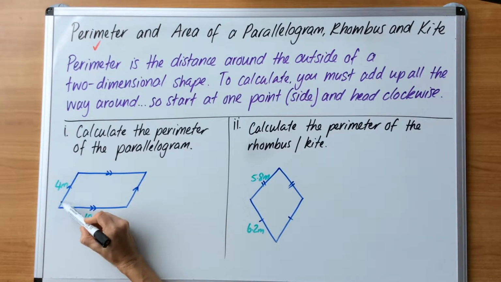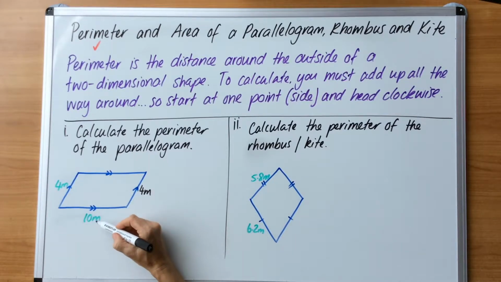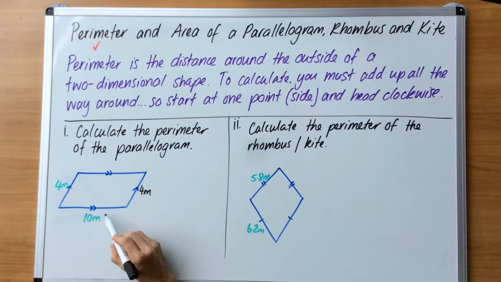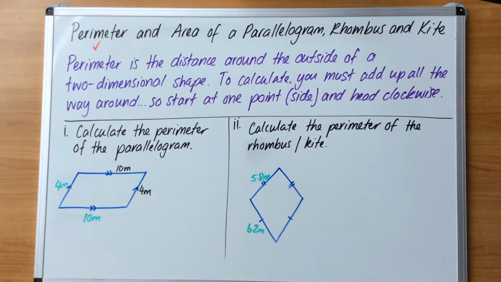I know that this side of 4 meters is parallel and equal to this side. That makes it 4 meters also. And the same with the 10 meters. I know that this length here is the same and parallel to this side, so that's also 10 meters. So now I have my 4 measurements. I can add this up now.